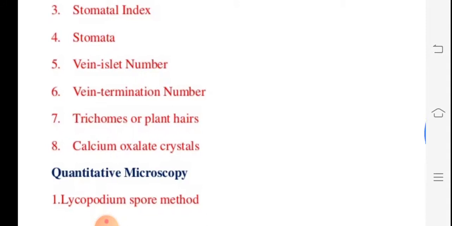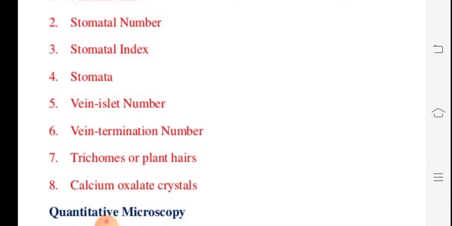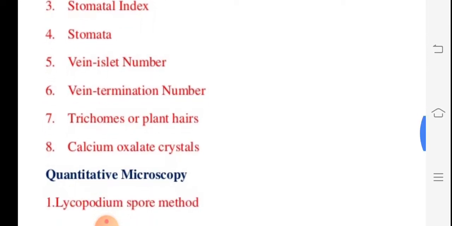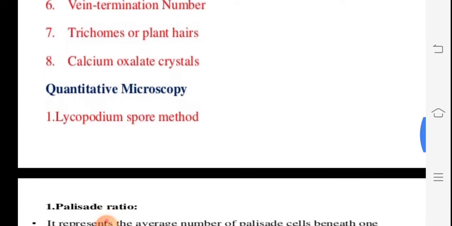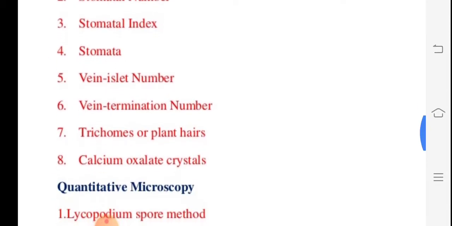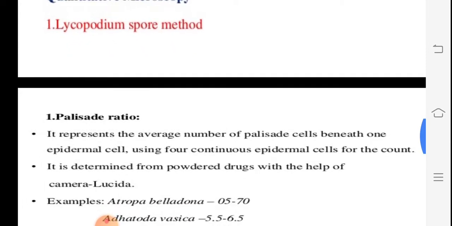Then vein islet number, for which we are also doing camera lucida in the practical. In a square millimeter area, how many veins are there, and how is it calculated? For each leaf drug, it is generally important. Then vein termination number, then trichomes or the plant's hairs, and calcium oxalate crystals. These are the microscopic characters generally studied for each drug, right? Then the quantitative method, that is, the quantity. So how is it generally done? Lycopodium spores are used for standardization. A good example is that lycopodium is a fern, a pteridophyte, and its spores are used for standardization.